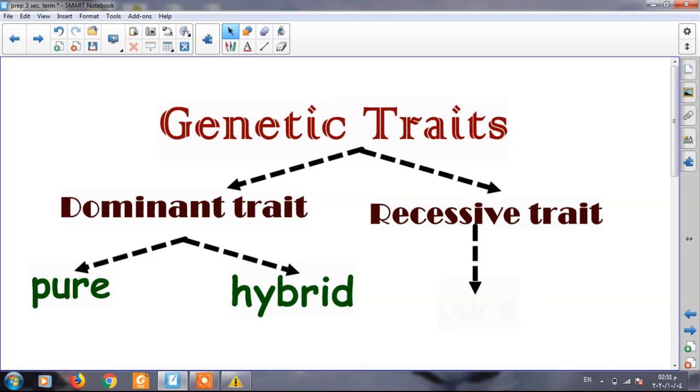Recessive trait is formed from what? Formed from two similar recessive genes. So the recessive trait is forever pure only.